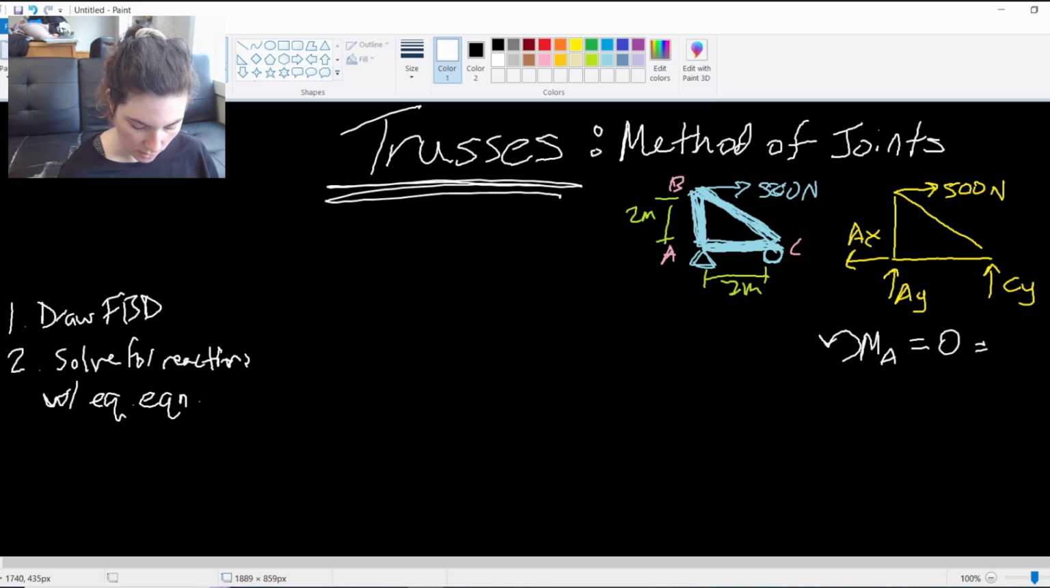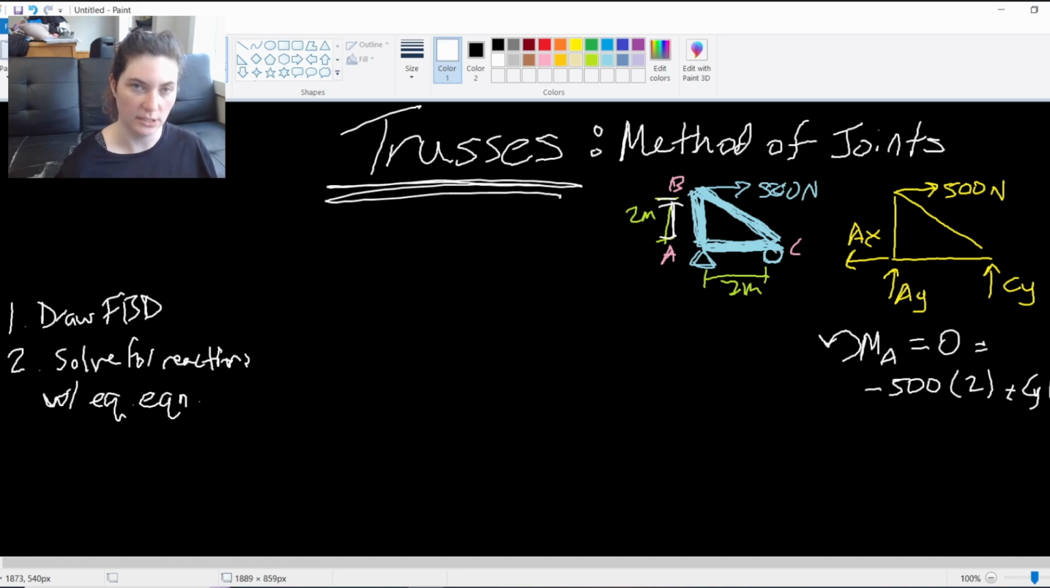So that's going to equal negative 500 times the 2 meter distance that was given in our original prompt here, plus Cy also at a 2 meter distance times 2. So easy enough. That just gives me that Cy is 500. Cy is 500 newtons, and I assumed the correct direction. It ended up positive, so it is in fact pointing up as I drew.